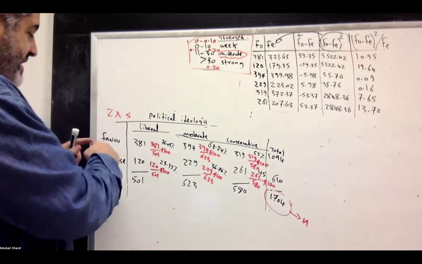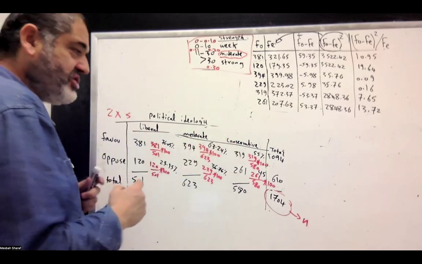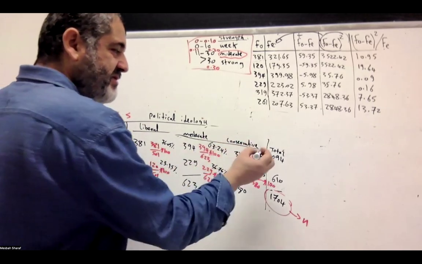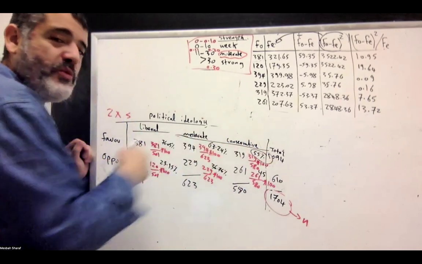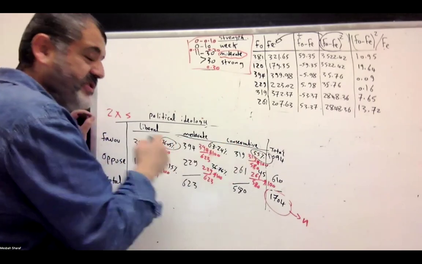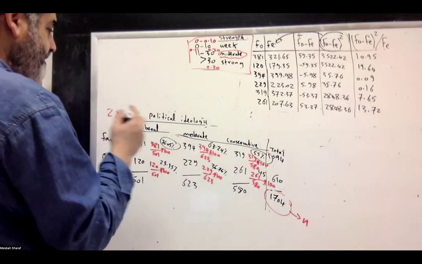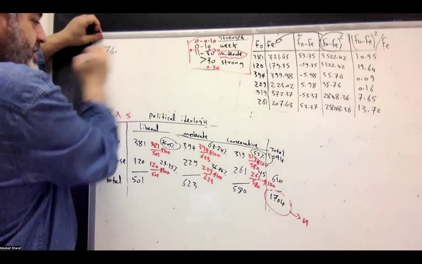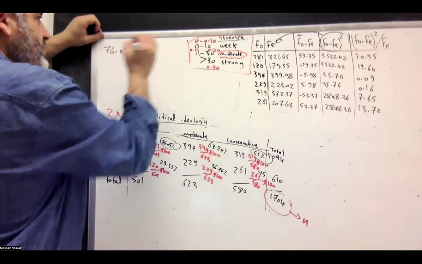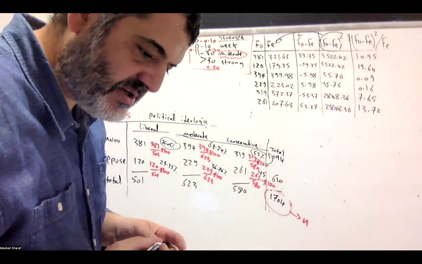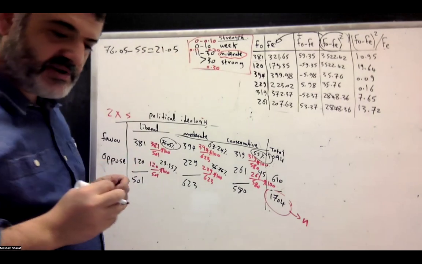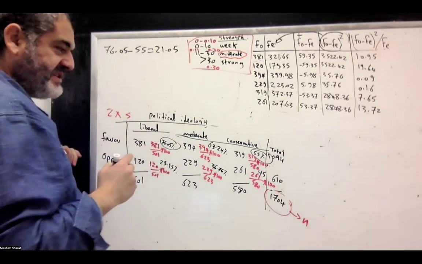So for the first row, what is the smallest percentage? I have 76, and I have 63, and I have 55. So 55 is the smallest. So where is the largest percentage of that row? The largest percentage is this. So subtract this from this. So 76.05 minus the 55. And you get that difference, 21.05. For the second row, where is the smallest?